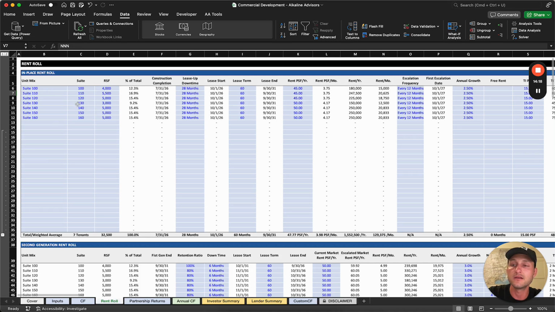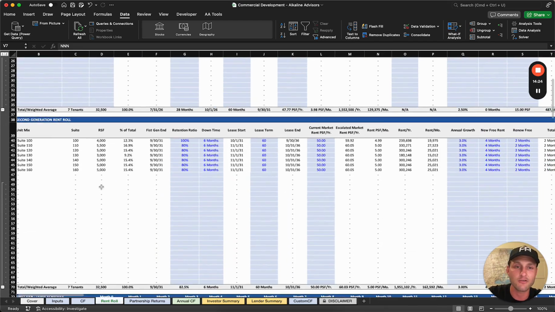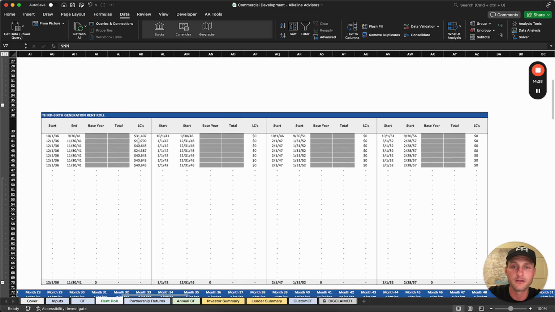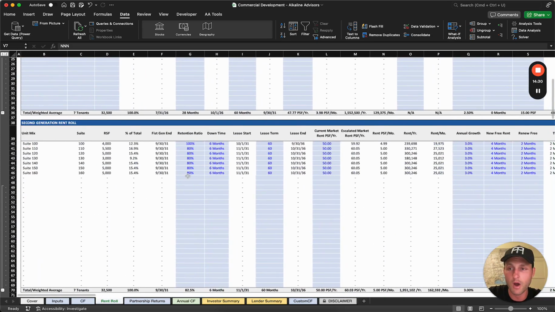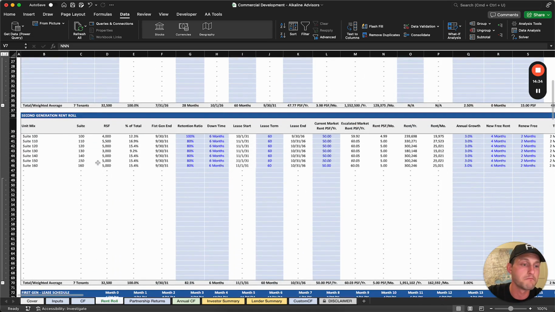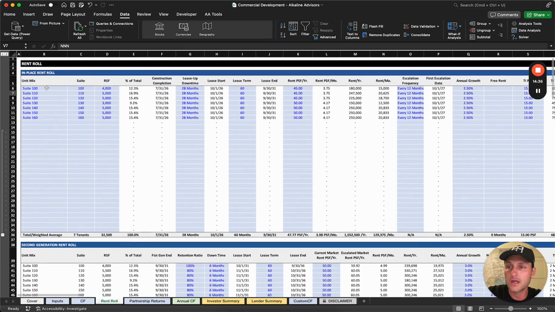We have the in-place rent roll, or you can think of this as the first generation rent roll. And then we have the second generation rent roll thereafter. Also, you'll see we have third generation, fourth generation, fifth generation, and so on. But we have in place, and then you can consider this as maybe market.